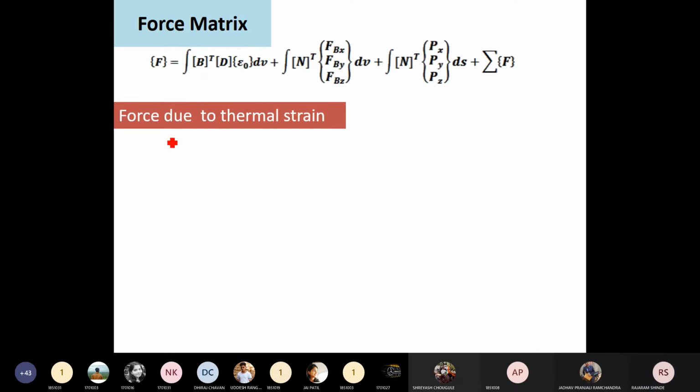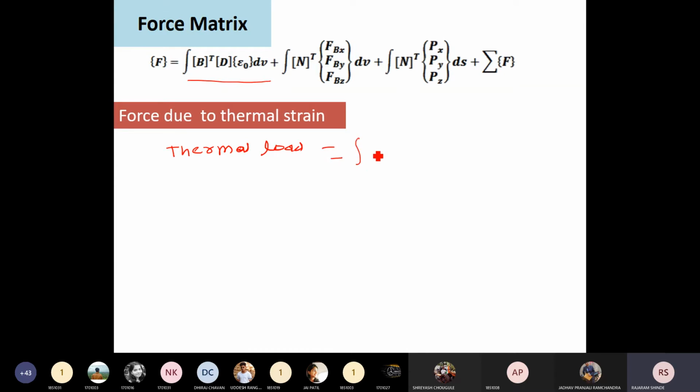Thermal load. Here this is a thermal load. Now this is your first term in this equation. You see here this is the first term. I have explained only the first term, remaining terms I will explain after this term.